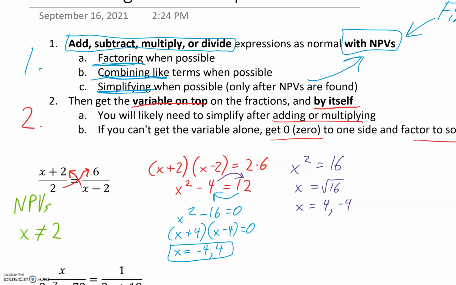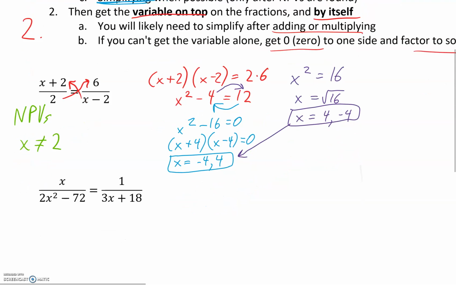So let's think about this. Why is that the case? Well, if we have negative 4 times negative 4, what do we get? We get 16. If we have 4 times 4, we also get 16. So both of those are values of the square root of 16. Just like our blue option, our purple option works perfectly well as well.